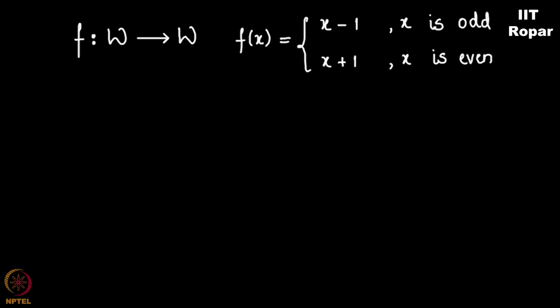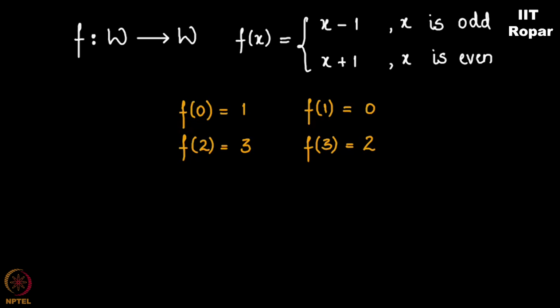So we have our domain as whole numbers. So 0 is mapped to 1 because 0 is even and hence 0 plus 1 is 1. F of 1 is mapped to 0. F of 2 is mapped to 3. F of 3 is 2, f of 4 is 5 and so on. Do you see a pattern here? All odd numbers are mapped to even numbers and all even numbers are mapped to odd numbers.